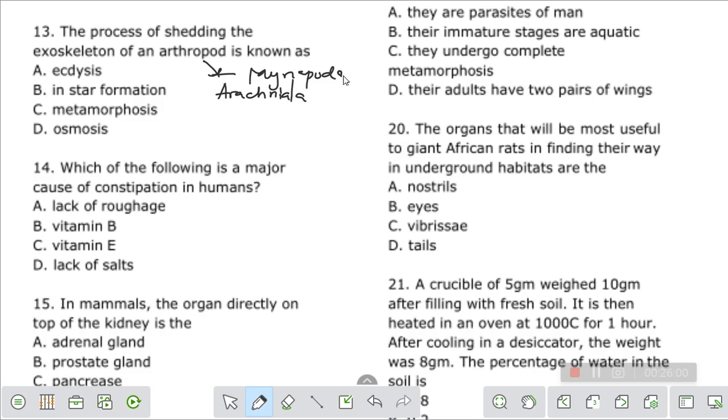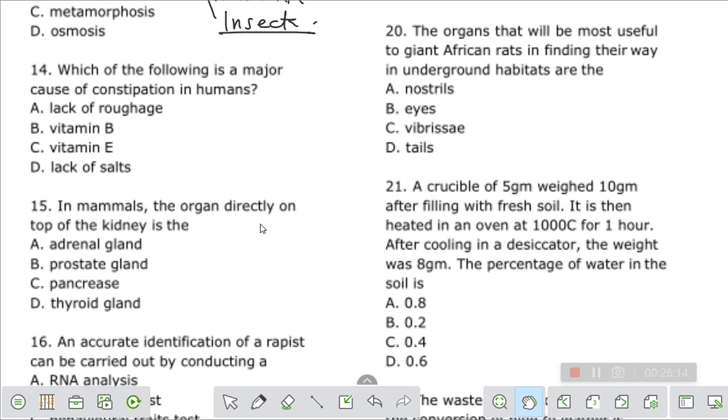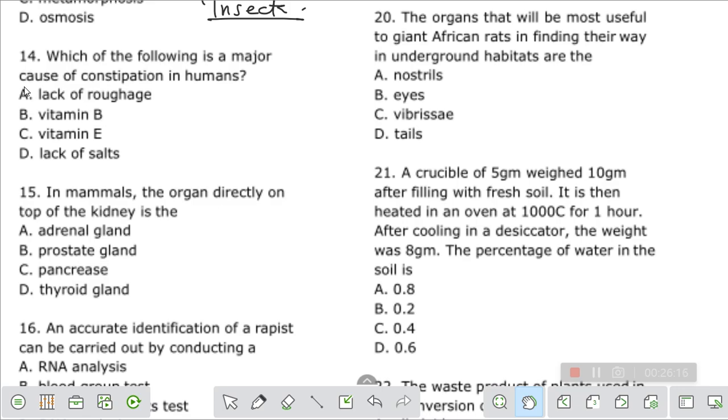Now, which of the following is a major cause of constipation? A, lack of roughage. B, vitamin B. C, vitamin C. Vitamin E. D, lack of salts. So what do you think will be the answer? Okay, let me explain. When you have deficiency of vitamin B, it leads to beriberi. When you have deficiency of vitamin E, it leads to sterility. The person will not be able to fertilize. That's why you see some people barren.